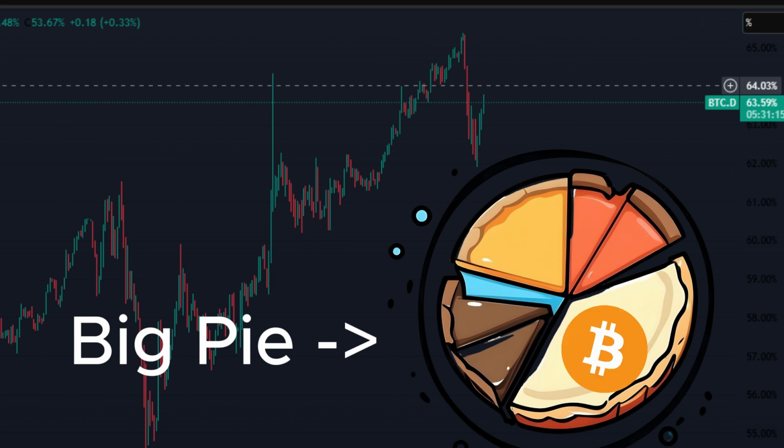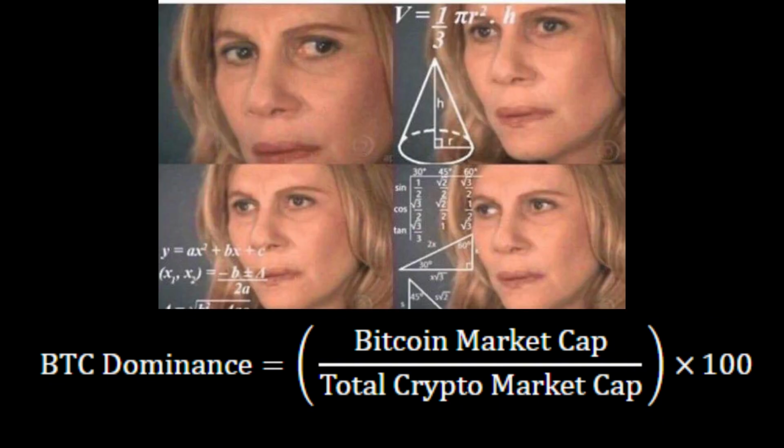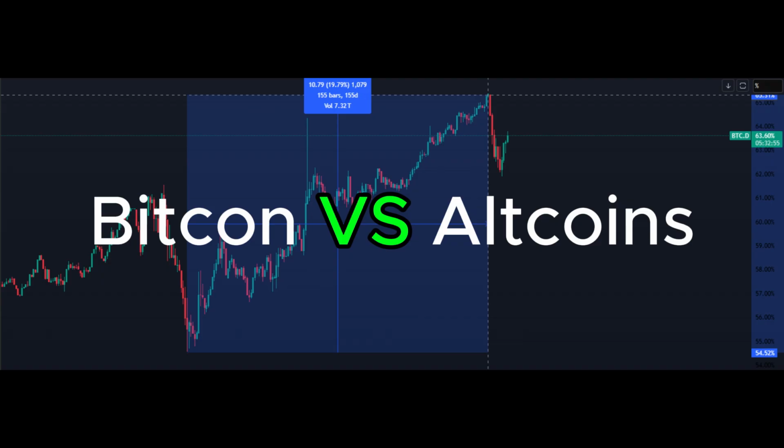Here's the math. You take Bitcoin's market cap, divide it by the total crypto market cap, and multiply by 100. For example, if Bitcoin's worth $1 trillion and the whole market's $2.5 trillion, Bitcoin dominance is 40%. It's like a tug-of-war between Bitcoin and altcoins. When Bitcoin's slice grows, altcoins shrink, and vice versa.